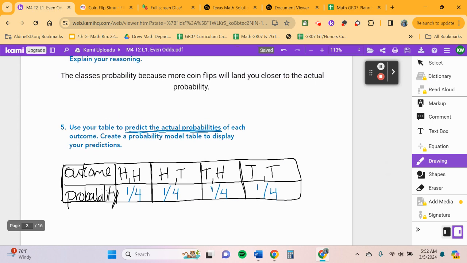Alrighty, and that concludes this activity. That concludes the getting started. Now we will continue our lesson working with arrays and experimental probability. I will see you in the next video.